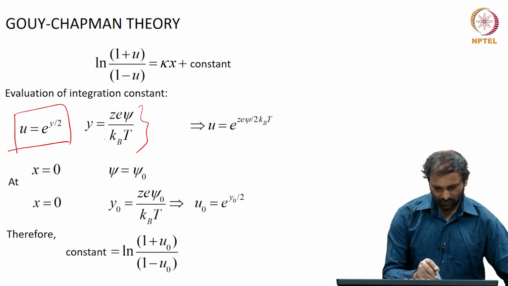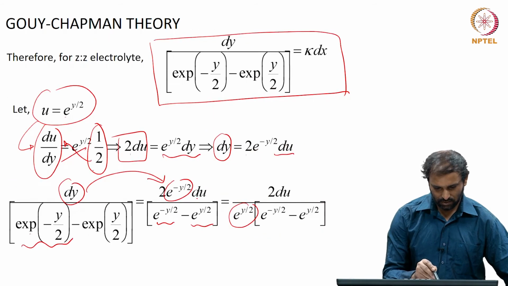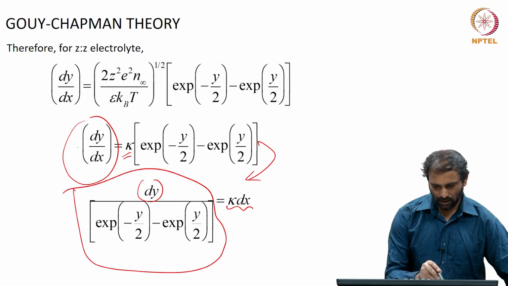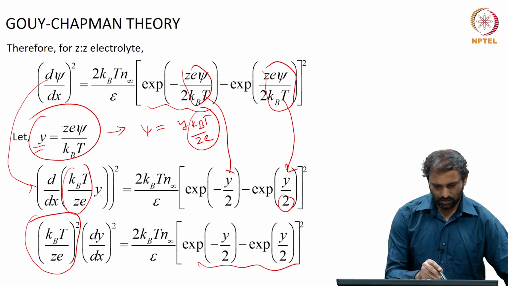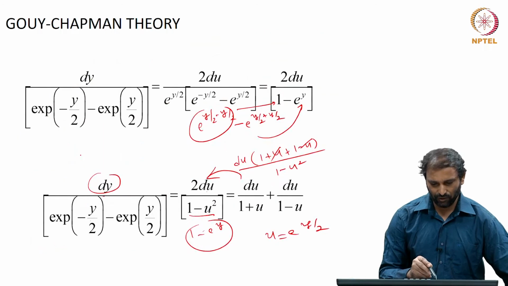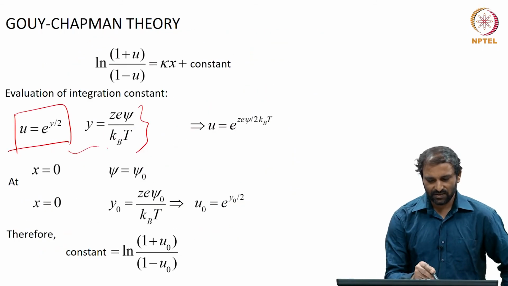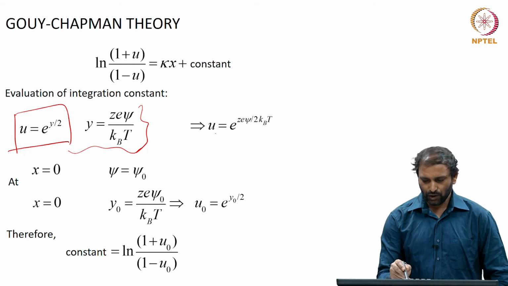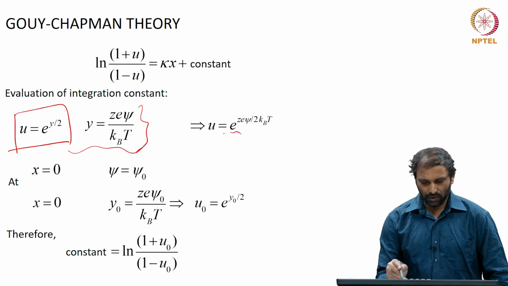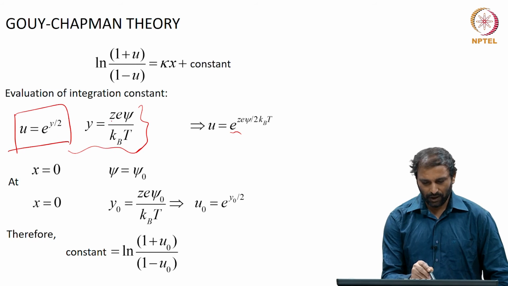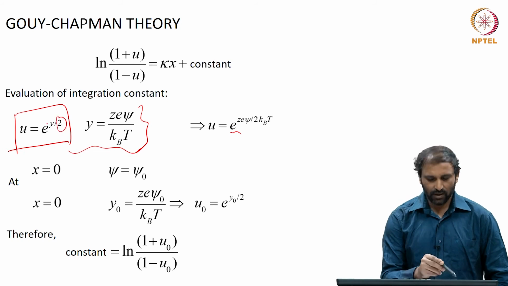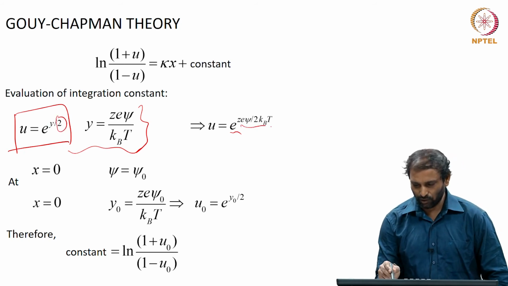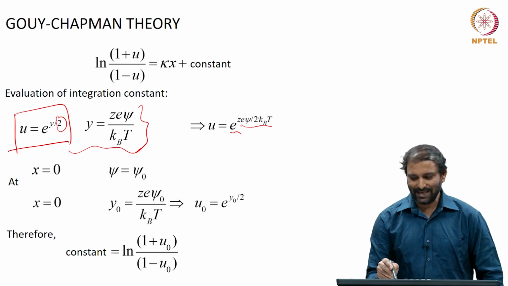So, if you go back, u is equal to e power y by 2, and we have substituted y to be z e psi divided by kBT. So, this comes from the substitution that we have done. Therefore, u essentially becomes e power, instead of y, z e psi divided by 2 kBT, right, and of course, I have the 1 over 2 term there.